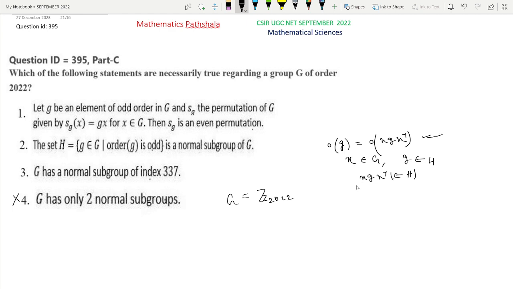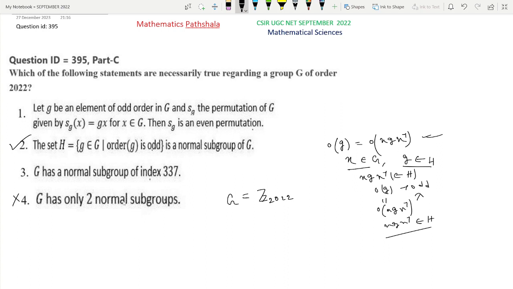So now we have taken g belongs to H, so the order of g is odd, and also by this result the order of x inverse g x is also odd. So this element x inverse g x belongs to H. So we have taken x belongs to G and g belongs to H, and we have x inverse g x belongs to H. So H is a normal subgroup of G, whatever the order of G. So option 2 is true in general. Okay. Now let us come to option 1 and option 3.